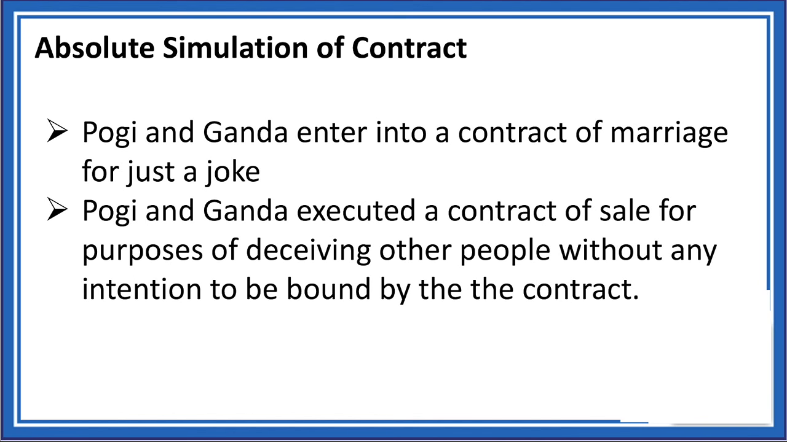Another is if nag-execute sila ng deed of sale. Kunwari, nung sasakyan ni Pogi, pero yung deed of sale is for paper lang talaga, just to deceive other persons. Pero alam nilang dalawa na hindi nila intention to enter into that contract of sale. Right? So, in that case, that contract is void. Obviously, yung marriage is void. Ito ding deed of sale, void rin. Kasi hindi naman talaga binenta ni Pogi ang kanyang sasakyan kay Ganda.